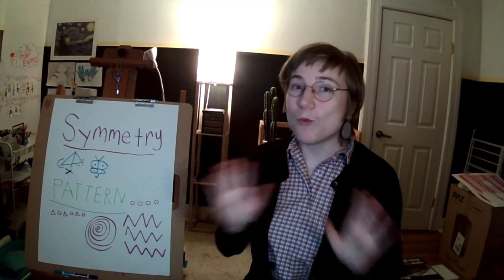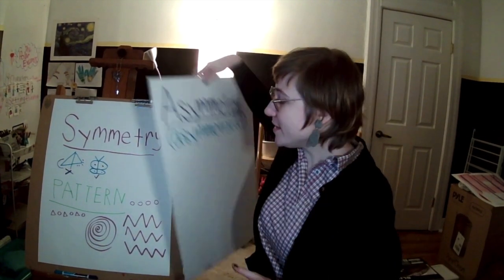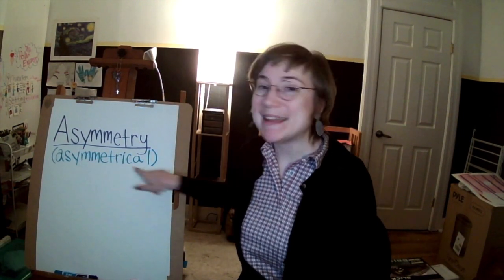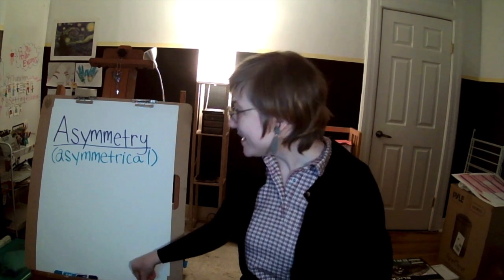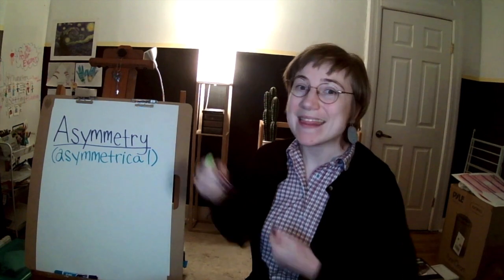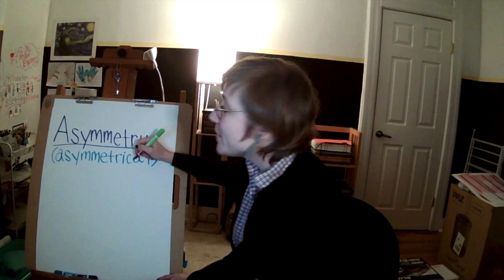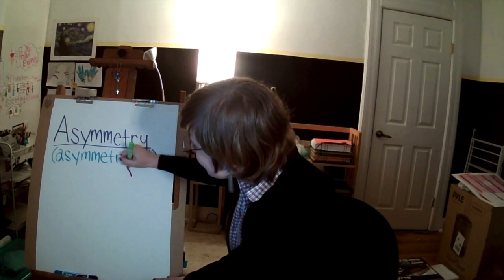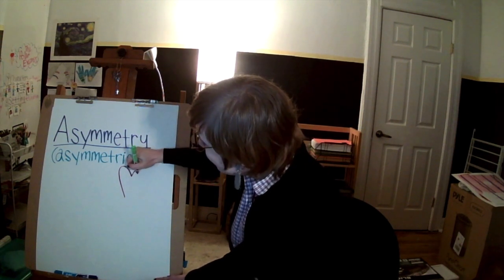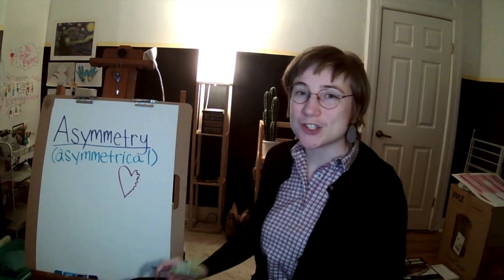Today, we are doing the opposite of symmetry. We're doing something called asymmetry, or asymmetrical. When something is asymmetrical or it has asymmetry, that means it is not the same on both sides. For example, if I drew this heart and I started out with this super cute, adorable heart, and then the other side was all gross and withered, bleh. This is an asymmetrical heart.